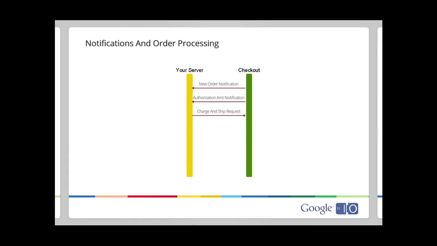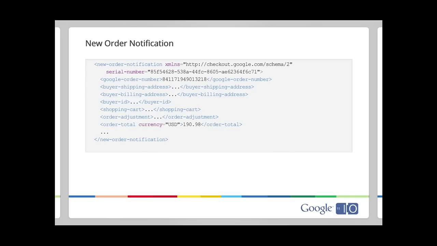If this were an older version of the API, there would probably be a lot more arrows, and then so many arrows that it might not even fit on this page. But luckily, we've simplified it in the past year. And this is the new order notification.